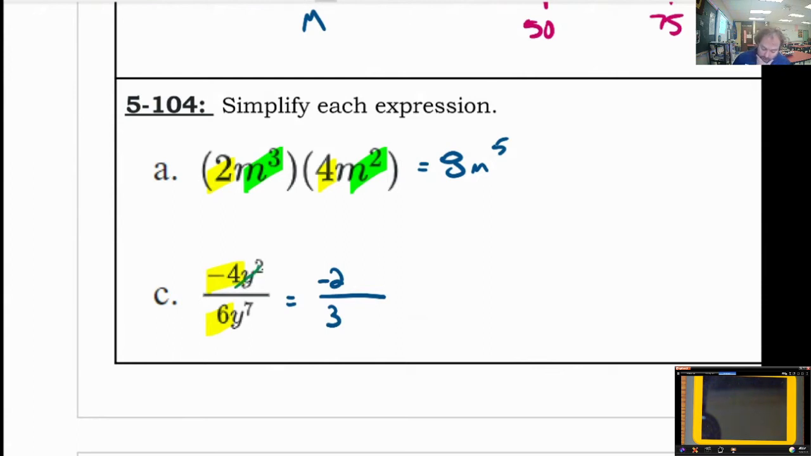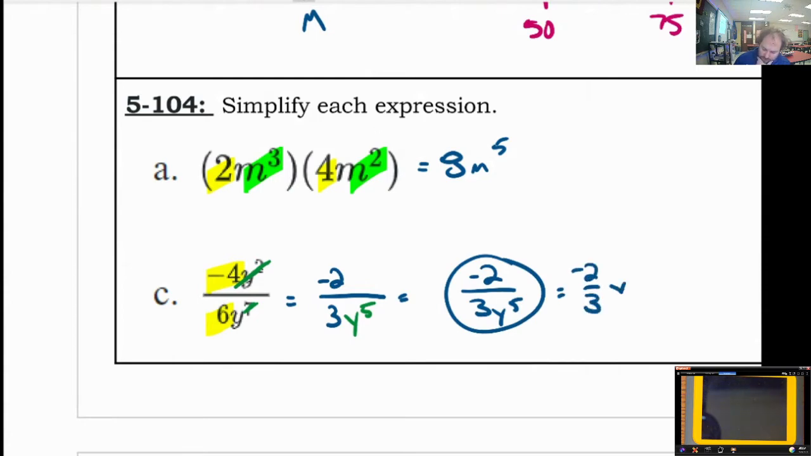Now, this is interesting. These two y's are going to cancel out 2 of these y's, leaving y to the 5th on the bottom, like that. So that is my final answer. I'll clean it up a little bit. Negative 2 over 3y to the 5th, like that. I suppose you could write this as negative 2/3 times y to the negative 5th if you want to. That's the same idea.